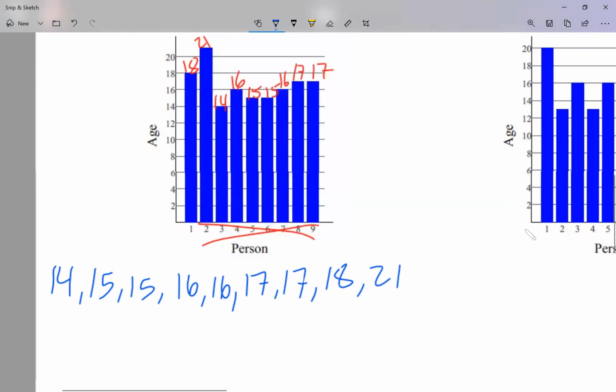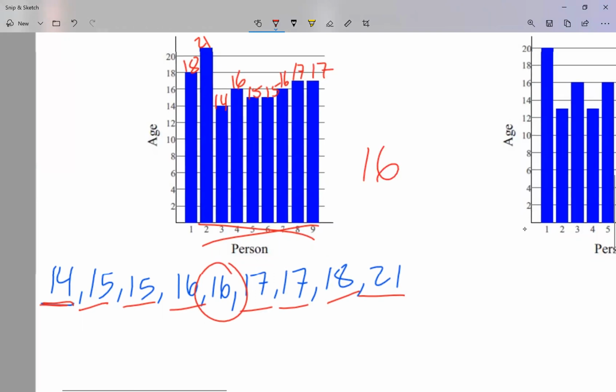Now let me find the number in the middle. What I'm going to do, let me cancel the smallest number and the largest number. Let me do it again. The smallest and the largest, the smallest and the largest, the smallest and the largest, and I happen to find one number in the center. And that's it. That's my median. My answer in this case will be 16. Median is the number in the middle.